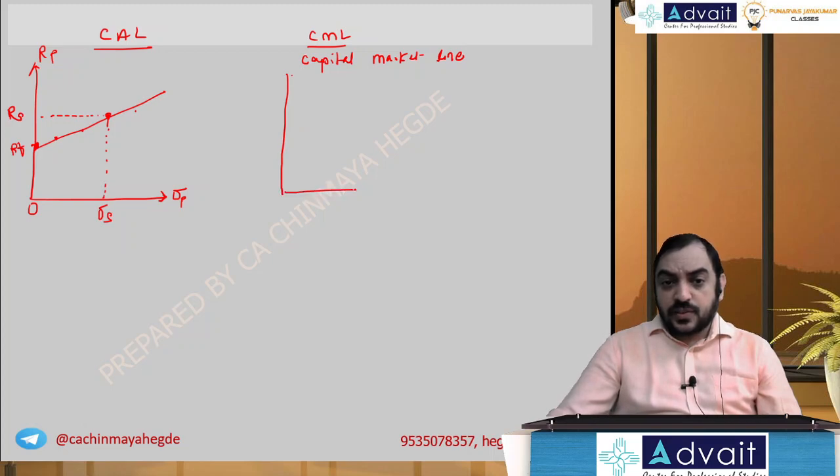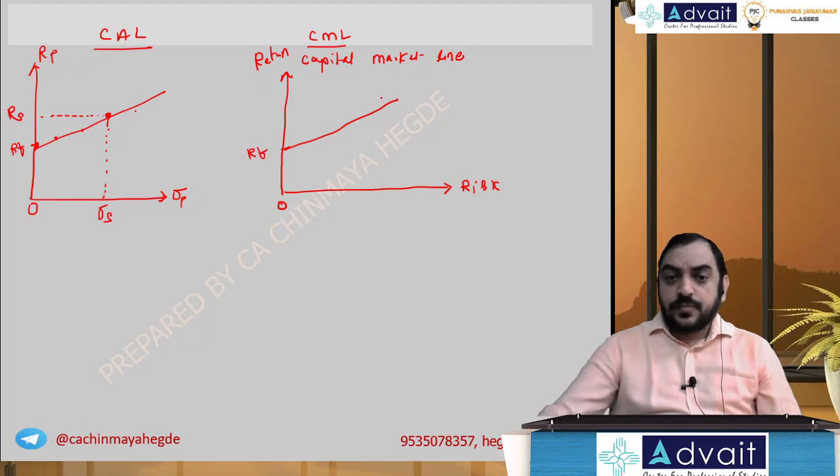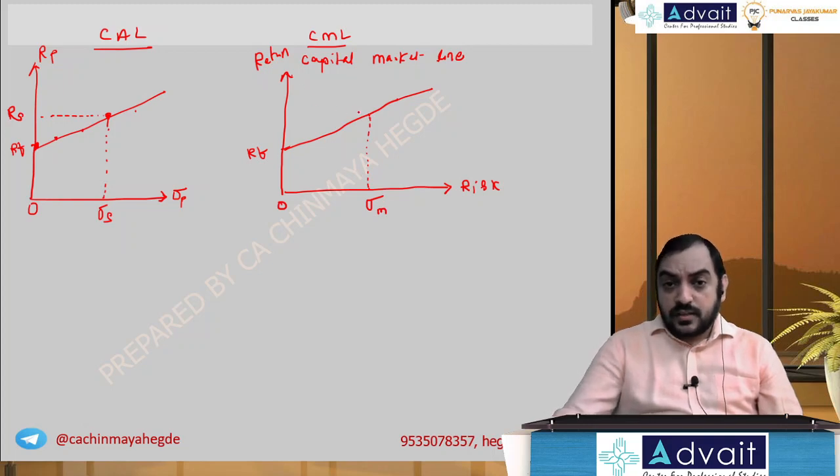So x-axis, y-axis. On the x-axis we have risk, on the y-axis we have return, and zero origin, and we draw a line. The starting point is risk-free, and let's say this one is market return. That is, if I dot this one, this is market risk. Market risk means sigma M, and this is market return, that is RM.